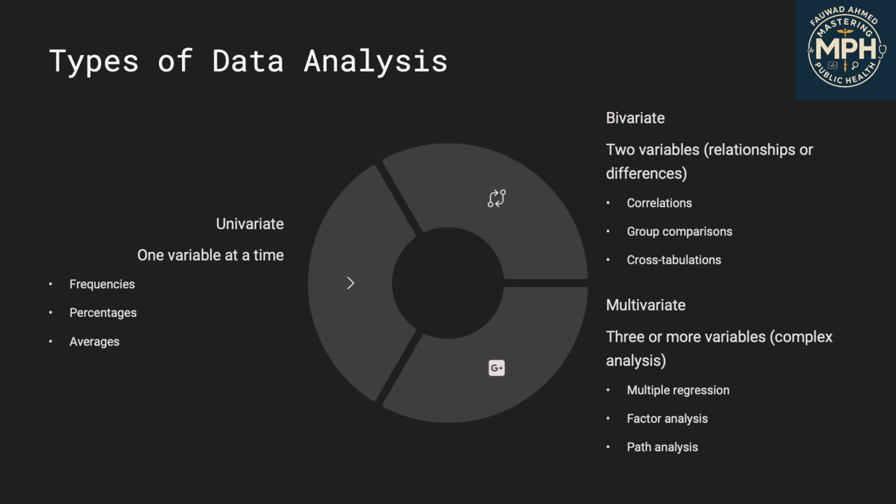Types of data analysis. There are 3 levels of analysis. First is univariate, 1 variable at a time. Second is bivariate, 2 variables, exploring relationships or group differences. Third is multivariate, 3 or more variables at once, identifying complex patterns. Choose your test based on the type of data, evaluation question, and audience. Refer to Table 15.1 for guidance on measurement levels and test selection.